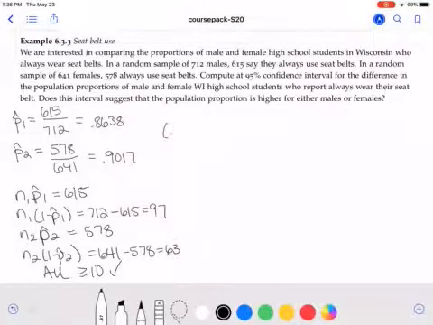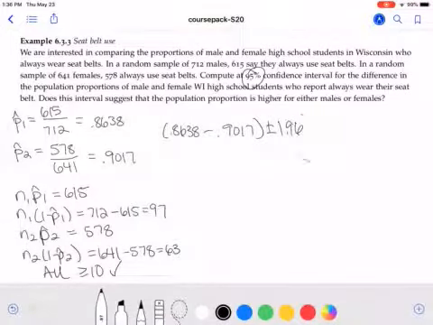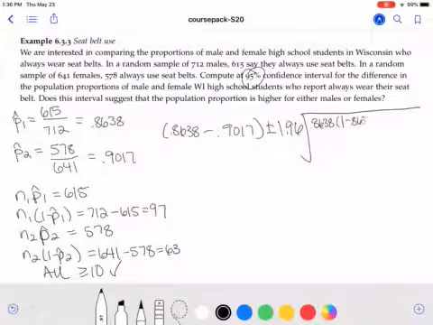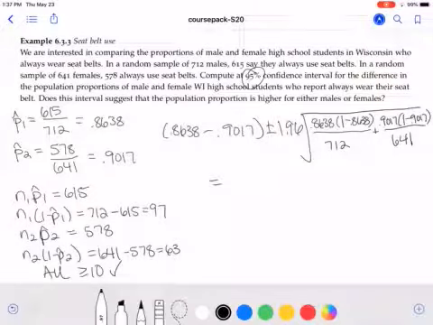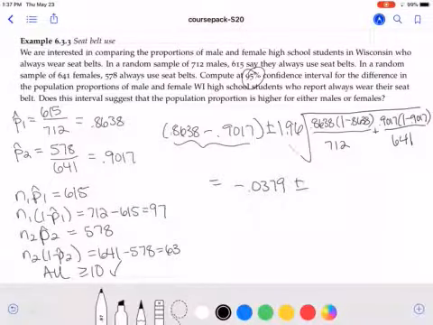So our confidence interval will be the difference in the two sample values, plus or minus our z. 95% z was 1.96. And then we have the square root of 0.8638 times 1 minus that value over that sample size, which was 712, plus then we have 0.9017 times 1 minus 0.9017 over that sample size, which was 641. So this difference in sample values is negative 0.0379, plus or minus this whole thing, which is 0.0341.